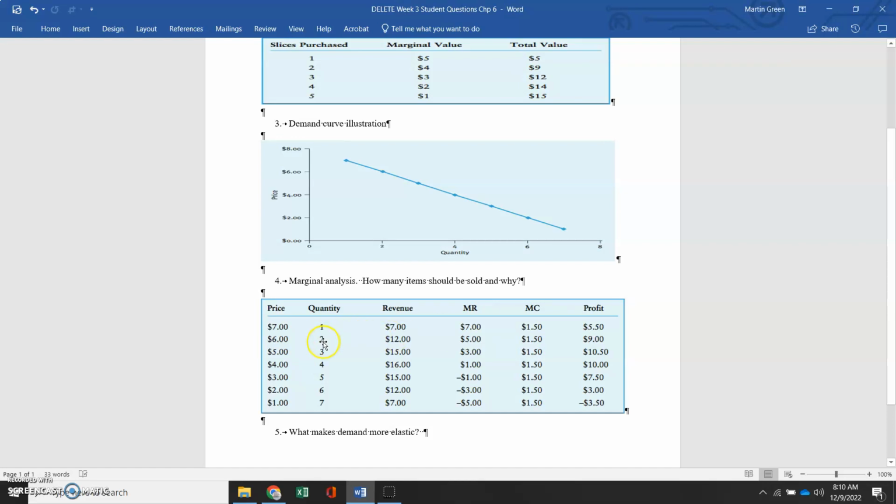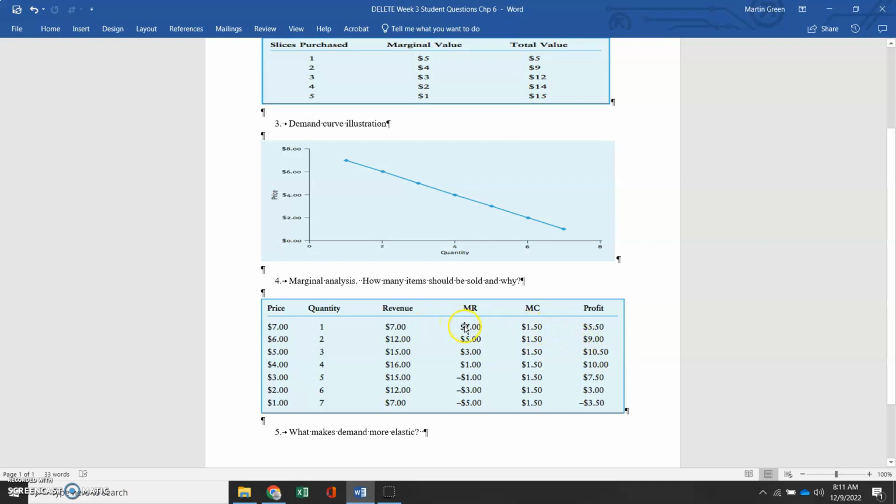However, for our second piece of pizza, the value declines to $6. So our total revenue, 6 times 2, is 12. But we're going to use our marginal revenue from our first quantity. Actually, our revenue 12 minus 7 is equal to 5. So our marginal revenue for an additional piece of pizza is $5. Marginal cost is $1.50, and so the total profit for 2 is $9, and that would be 12 minus 3.